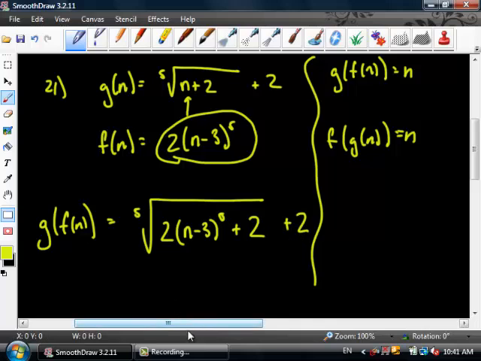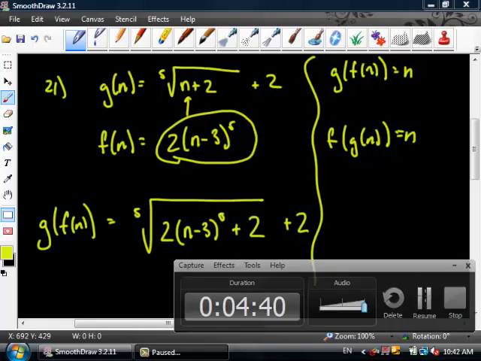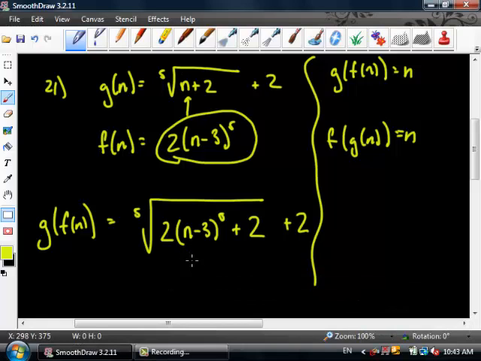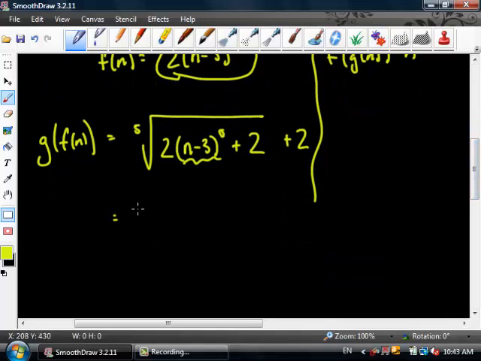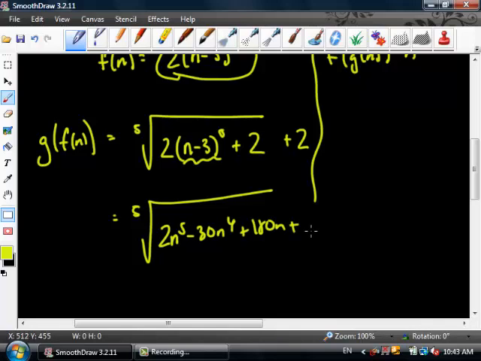Okay, let me pause real quick so I can figure out what this is. So after we do all of this, we get some really big 5th power polynomial, and then we have to multiply it all by 2. So what I get is the 5th root of 2n to the fifth minus 30n to the fourth plus 180n plus blah, blah, blah, all that stuff. I know that if I take the fifth root of that and add 2, there's no way I'm going to get n. So therefore the answer is no. Yeah? Yeah. That's what we just did.